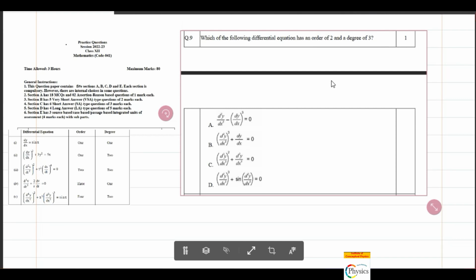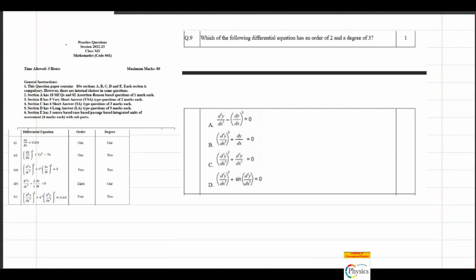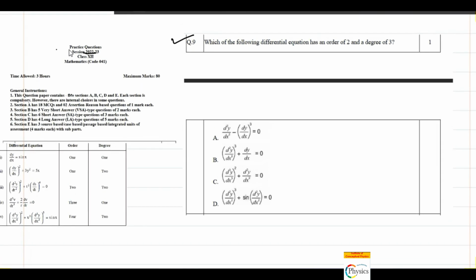All right, so this question is from the practice test of CBSE. You can see it is 2022 and the topic is basically differential equation. And the question is question number 9. Before I solve this question, I will explain the theory and concept. The concept is based on the idea of order and degree, right?